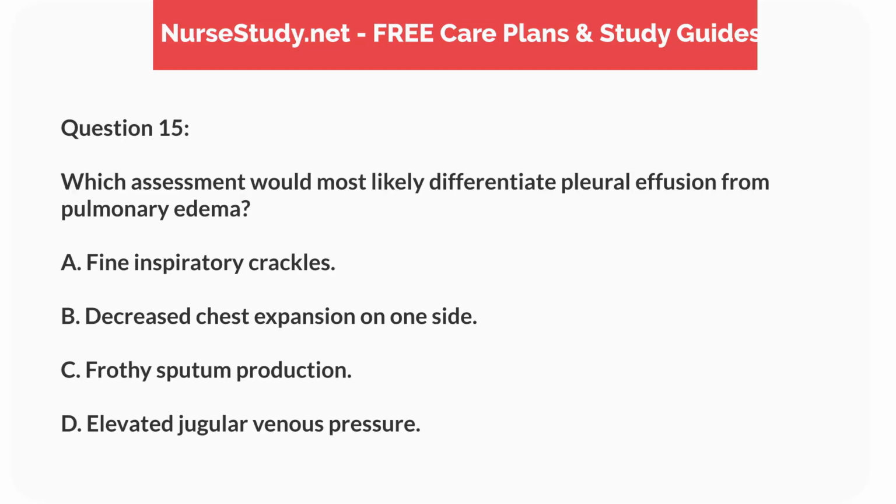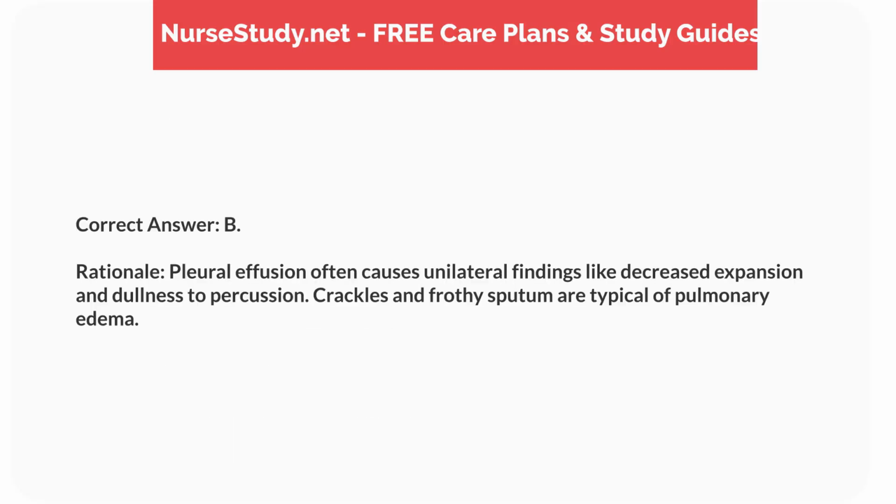Question 15. Which assessment would most likely differentiate pleural effusion from pulmonary edema? A. Fine inspiratory crackles. B. Decreased chest expansion on one side. C. Frothy sputum production. D. Elevated jugular venous pressure. Correct answer, B. Rationale: pleural effusion often causes unilateral findings like decreased expansion and dullness to percussion. Crackles and frothy sputum are typical of pulmonary edema.